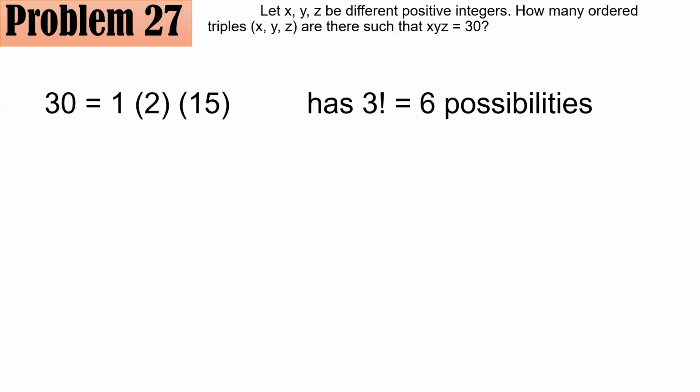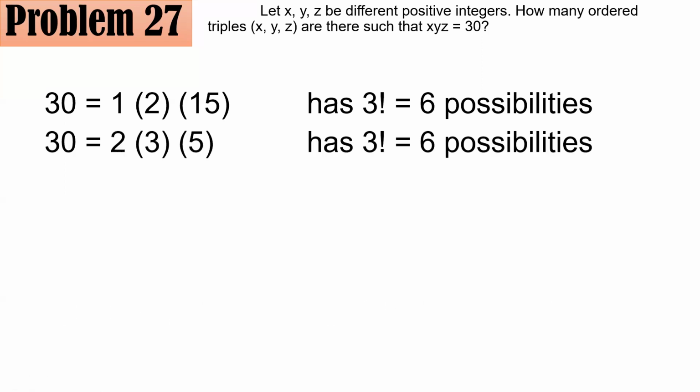So 30 could be expressed by the product of three different numbers, 1, 2, and 15, right? And there are three of them that are different. Since order matters, there are 3 factorial ways, or six possibilities, or six ordered triples. For example, 1, 2, 15; 1, 15, 2; 2, 1, 15; 2, 15, 1; 15, 1, 2; and 15, 2, 1. So those are the six possibilities.